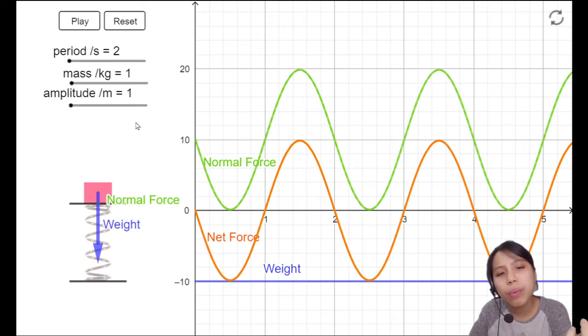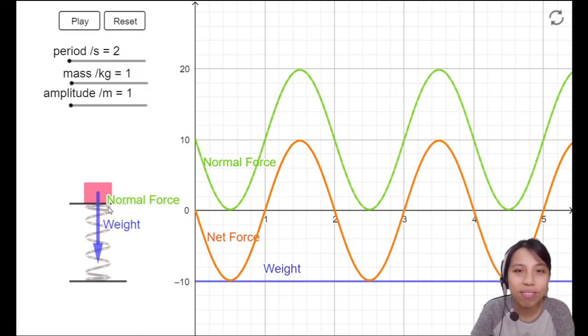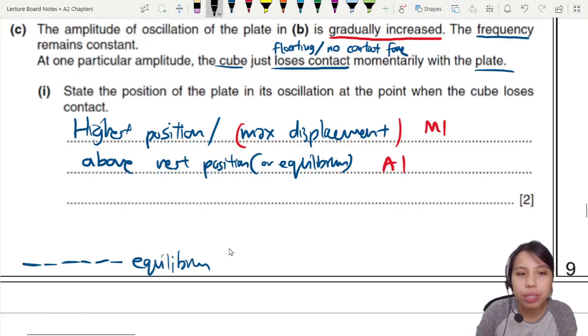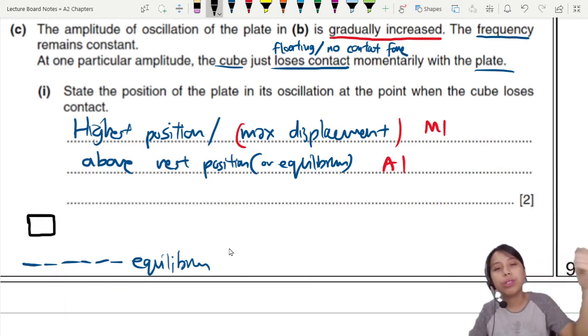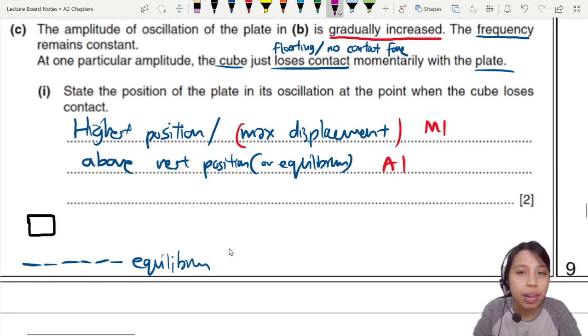Now, why do they have two states like this? Because remember, we always need a restoring force pointing to the middle, or the equilibrium position. So if we go back to this picture, if I have some box above equilibrium position, and I need a restoring force pointing to equilibrium, I already have mg.